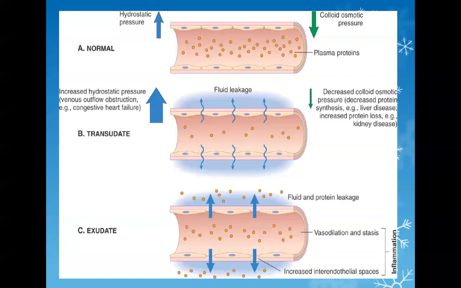Or suppose hydrostatic pressure is normal, but there is a problem in colloidal osmotic pressure. How? Either proteins are less formed by the liver, or the kidney is not taking care, and it is being excreted from the kidney. So the oncotic pressure will come down. So 1 ml of the blood is going out, and only half ml is going to come back because of the decreased oncotic pressure.